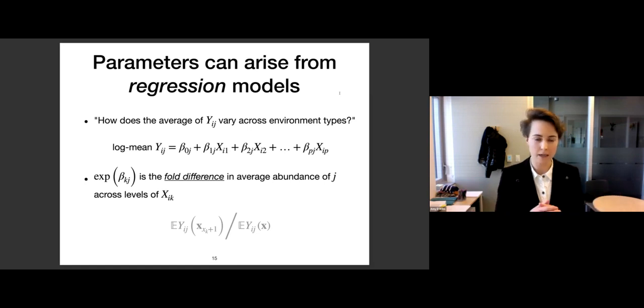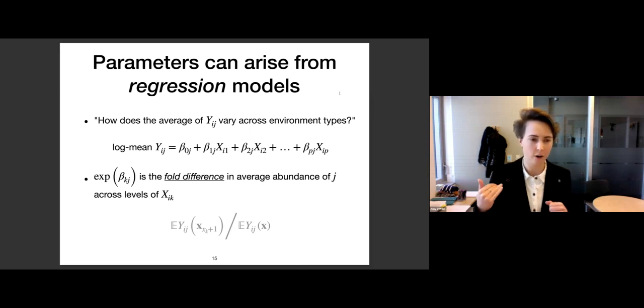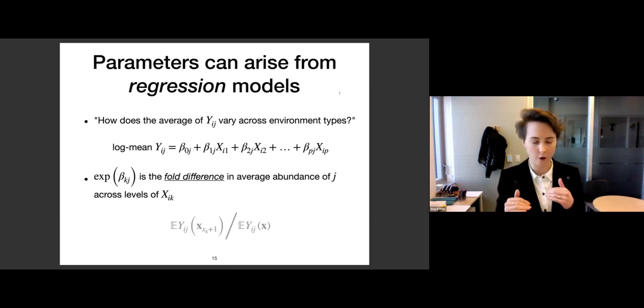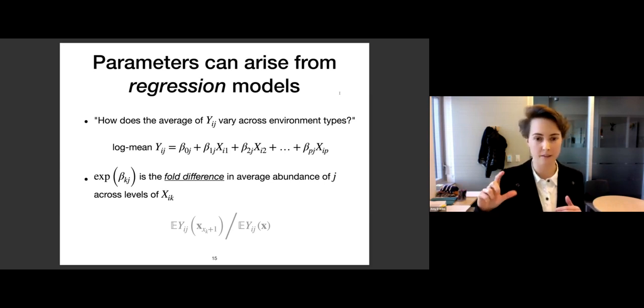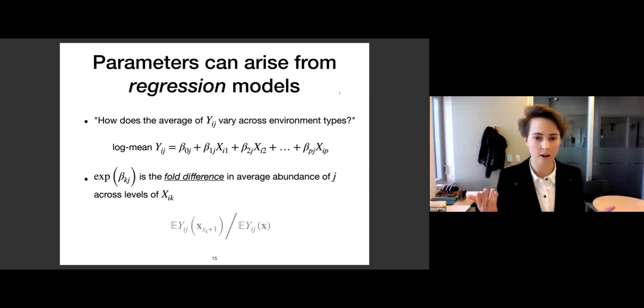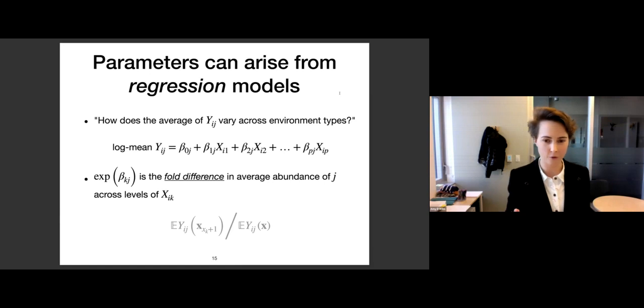It could just be that I have these xi's as 1 for our high rainfall environment and 0 for our low rainfall environment. Then we've got a different mean for our high rainfall and our low rainfall environments. And we can then make statements about how the means of microbial abundances differ across environments that have different levels of rainfall.